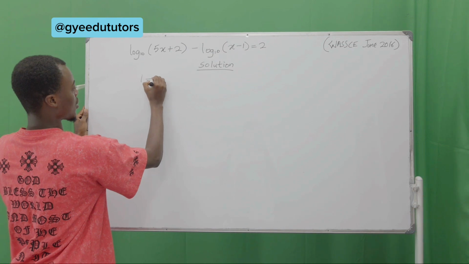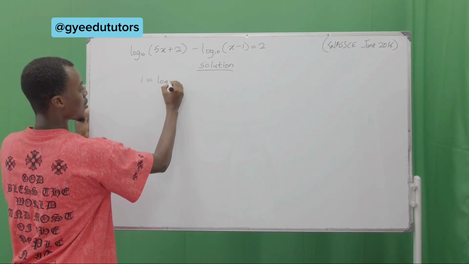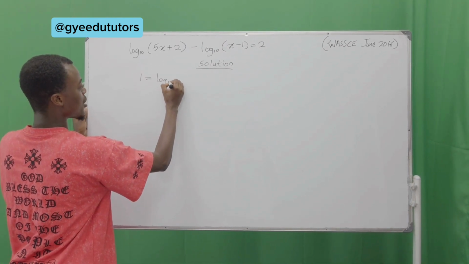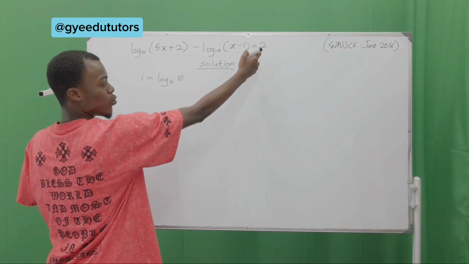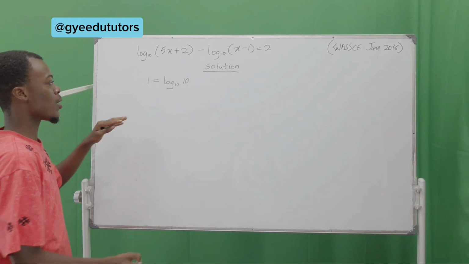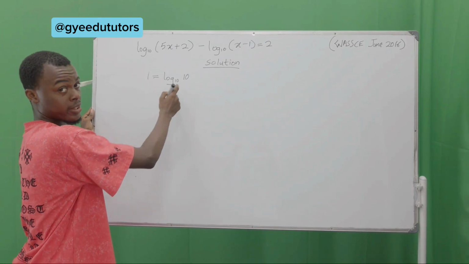one is the same as what? Log of a number to the same base. So if the number is 10, it has the same base. But now we have 2, okay? So since we have 2, it becomes 2 log 10, 10, right?